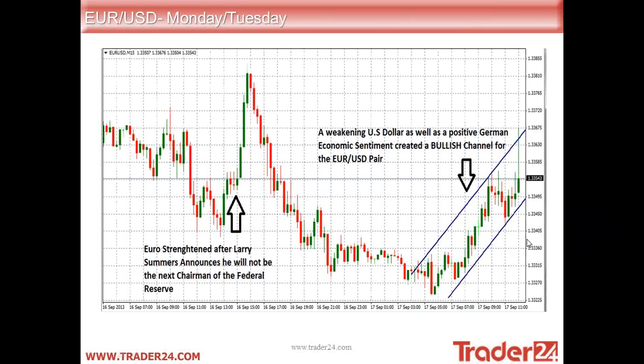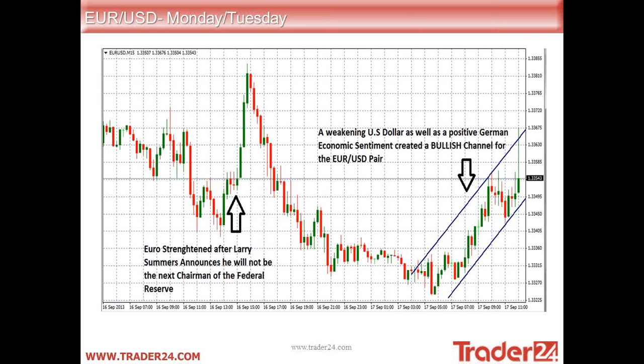First, I've got here a Euro-dollar 15-minute chart. This is a reflection of Monday and Tuesday's movement. As you can see, pretty volatile. All in all, though, leading up to Wednesday's announcement, the dollar was weakening significantly against the euro. At the beginning of the week, the euro strengthened after Larry Summers announced he will not be the next chairman of the Federal Reserve, so counting himself out. That was bad news for the dollar. So the euro took advantage of that, but quickly rebounded again after that.